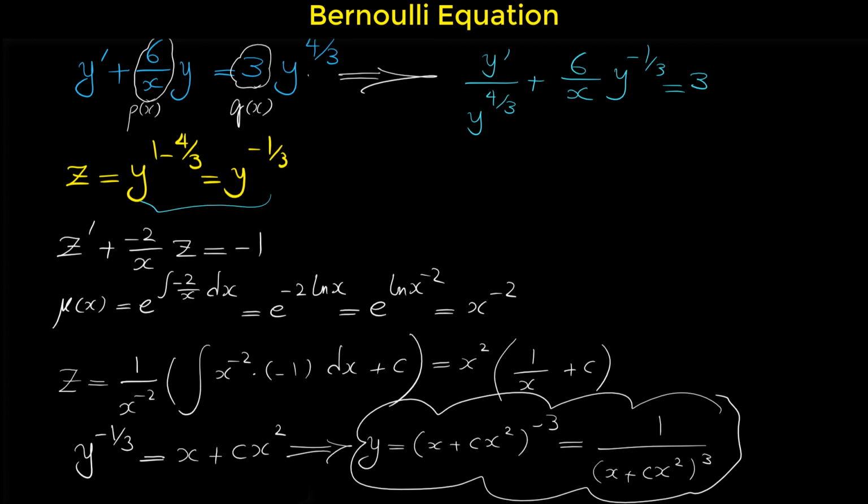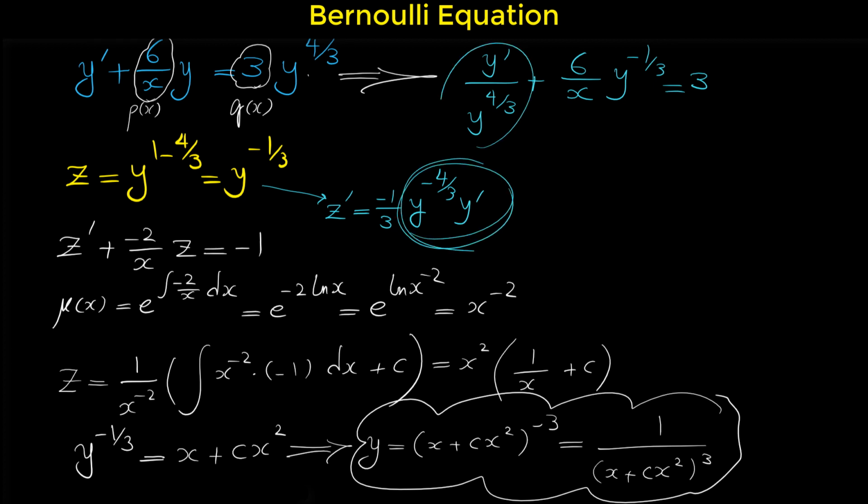But note that here, because z equals this, so z prime, if we take the derivative from both sides of this substitution, z prime equals -1/3 y to the, if we subtract 1 from this power, -1/3 minus 1 is -4/3, y prime. Now again look at this and look at here. They are the same. So y prime over y to the 4/3 is actually z prime times -3. You have to move this to the other side, so you have to multiply by -3.